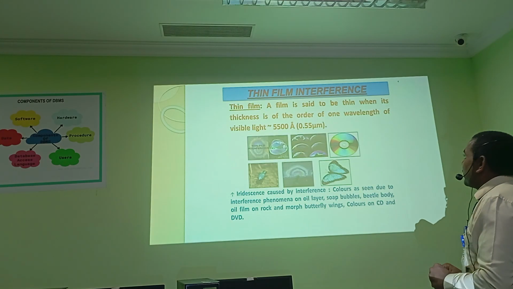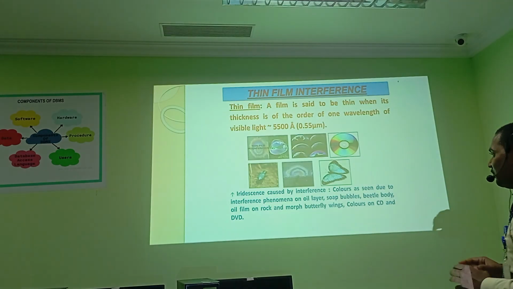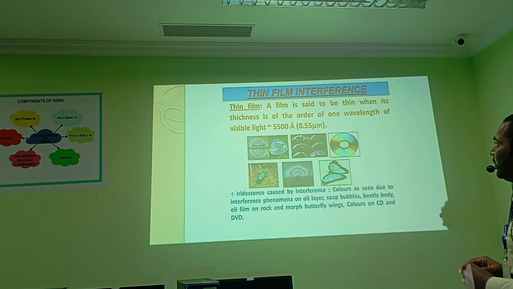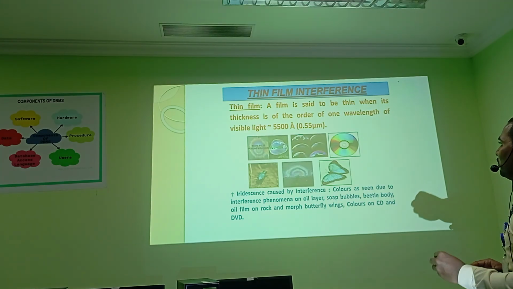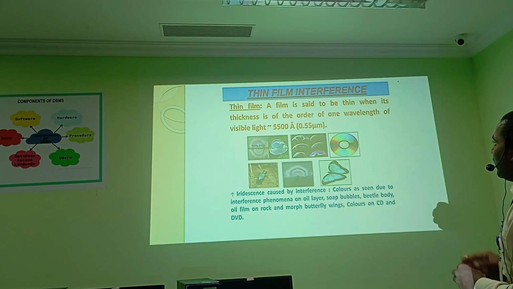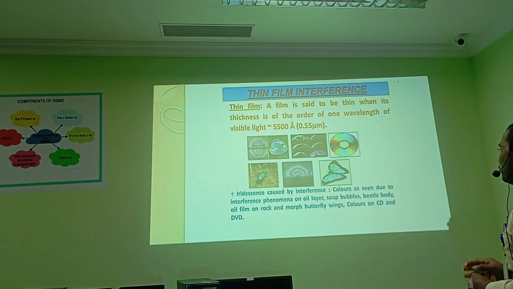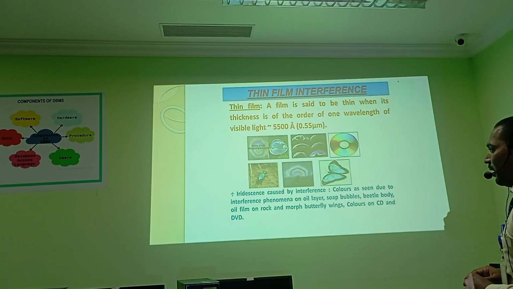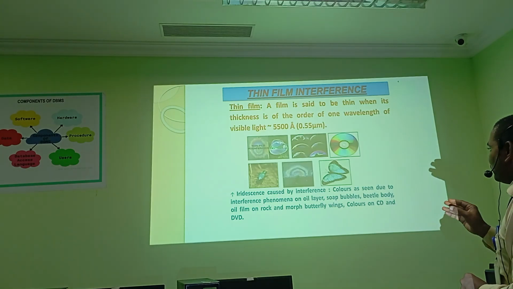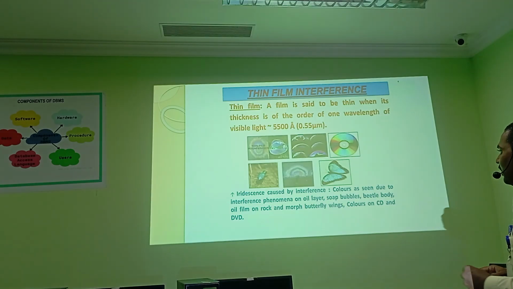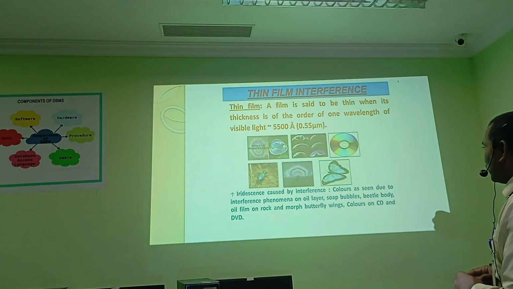Next, thin film interference. That is one of the most important questions. A film is said to be thin when its thickness is of the order of one wavelength of visible light, 5500 Angstrom, that is 0.55 micrometer. The diagram shows a thin film. For example, an oil layer, soap bubbles, and metal bodies, the oil film on the road, and butterfly wings.